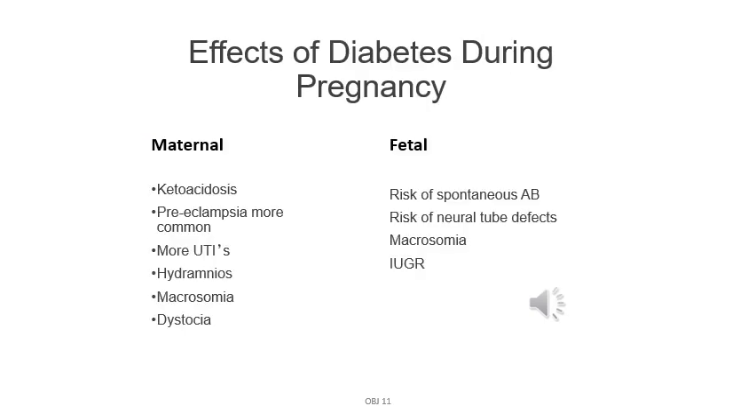Okay, on this slide we're going to talk about effects of diabetes during pregnancy. With maternal effects, she can have ketoacidosis. This is a huge threat for women on insulin because of the lower threshold, as low as 250 during pregnancy. Left untreated, ketoacidosis can be fatal to both mom and baby. Preeclampsia is more common. This does happen quite often with diabetic patients. They will have more UTIs.